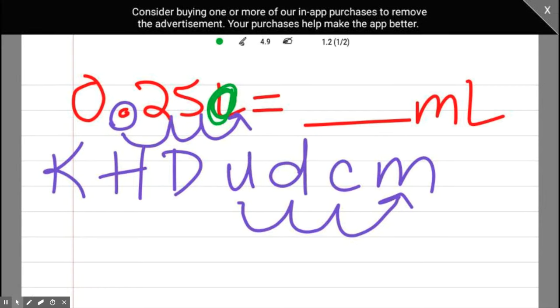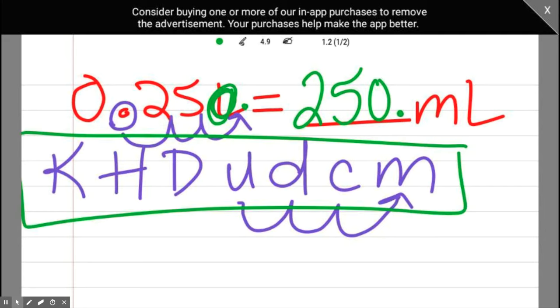And I'm going to put my decimal at the end right there. This is going to give me 250 with a decimal milliliters. Boom. That's the whole thing. That's the whole thing. If you can remember this, you will be just fine.